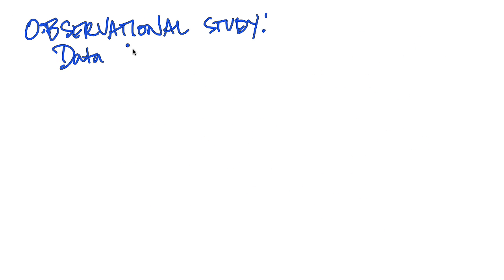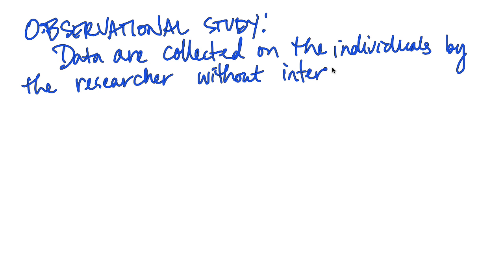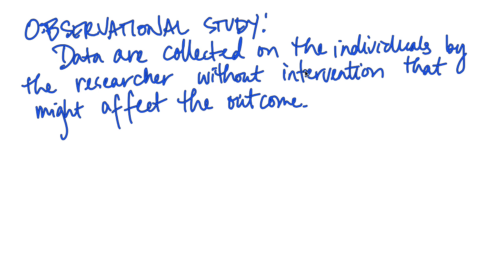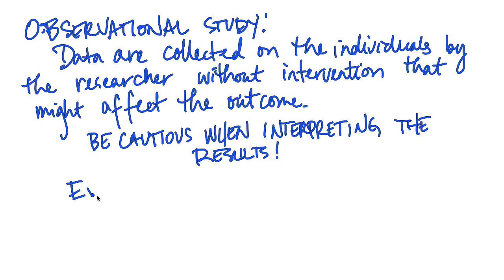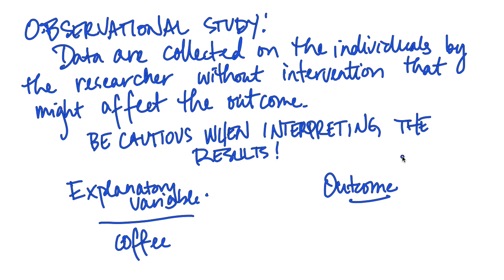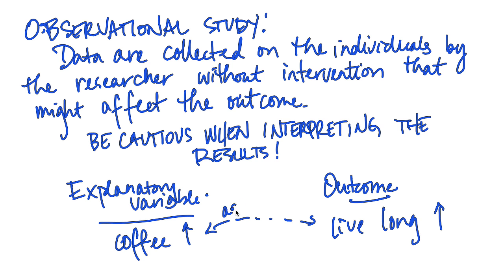The study is an example of an observational study. Subjects weren't told how much coffee to drink, they just did what they would do otherwise. In all observational studies, we have to be careful about interpreting our observed associations. Here, our explanatory variable is the amount of coffee drank, and the outcome is how much longer the subjects lived. Suppose the coffee drinkers tended to live longer, so there's a positive association.